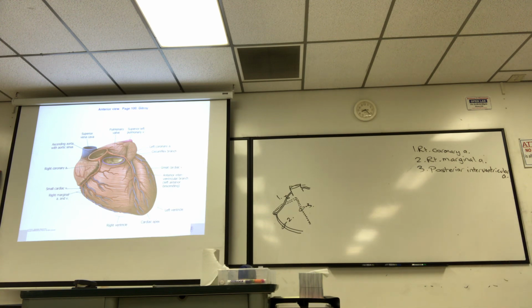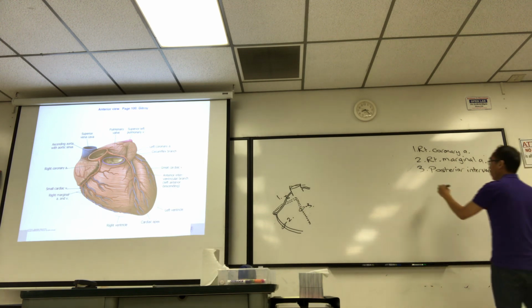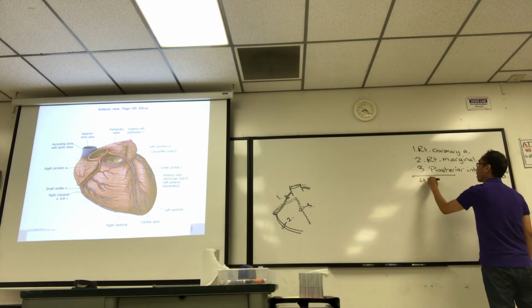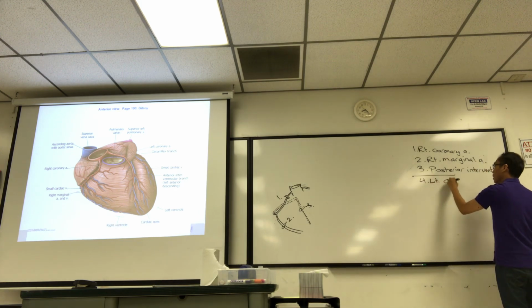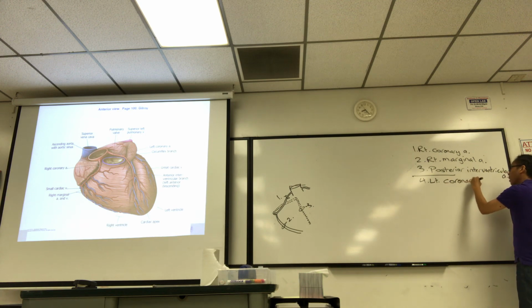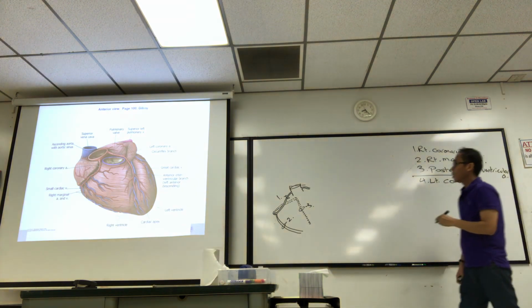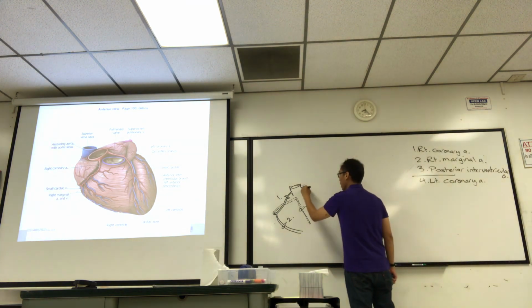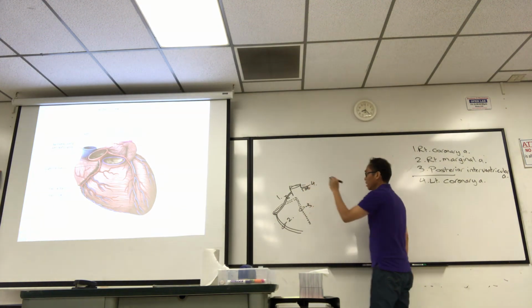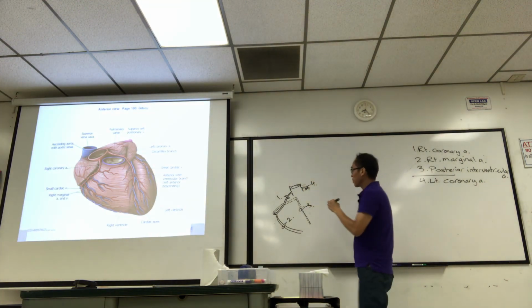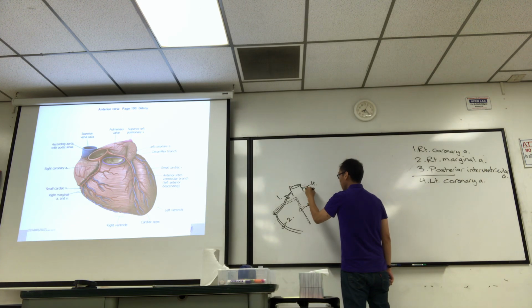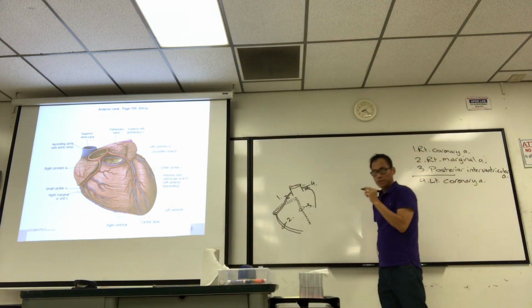If you follow the left coronary artery, call it number 4. It branches very quickly, and there's one branch that goes right down the front of the heart in the anterior interventricular sulcus.